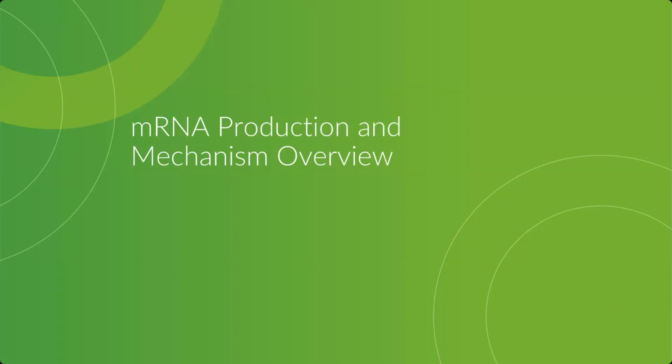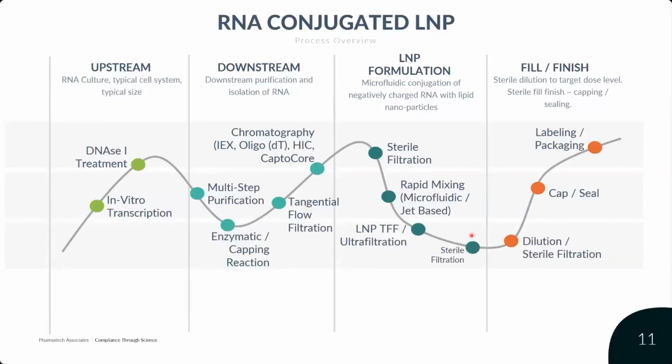So let's get into the mRNA production and mechanism of action. Here's a more high-level layout of the current process flow for mRNA production. It really begins with a templated plasmid DNA strand that is linearized, and then through enzyme transcription, you generate the mRNA template. Once that's generated, you want to digest any plasmid DNA that's left in there, and then begins your downstream purification. And this is typically a multi-step operation.